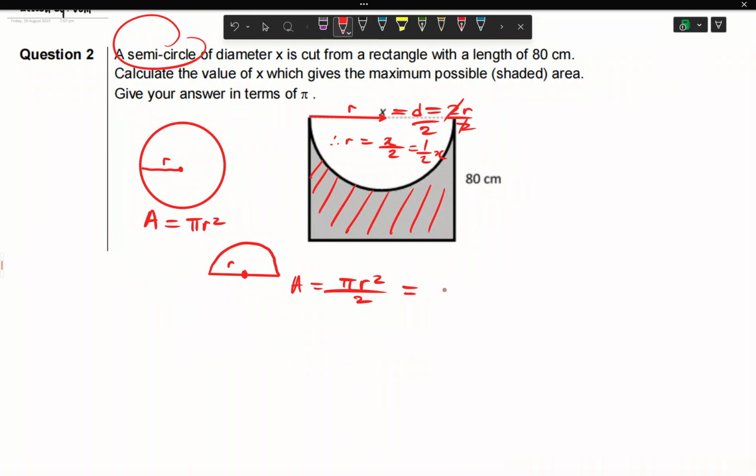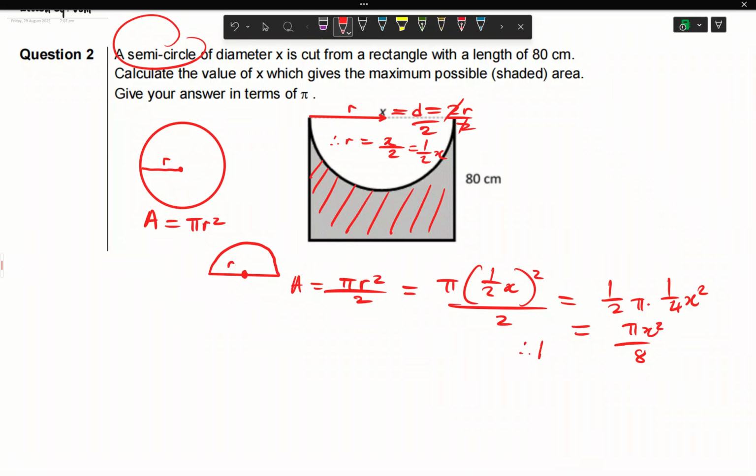So now you just have to make the substitution. This is pi times the radius, 1 all over 2 x, squared, all over 2. To simplify further, you have 1 all over 2 pi multiplied by 1 all over 4 x squared. This gives you pi x squared all over 8. So this is the area of the semicircle.